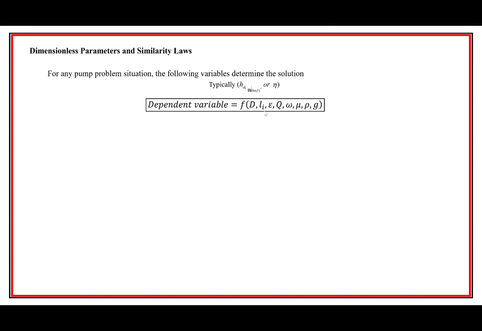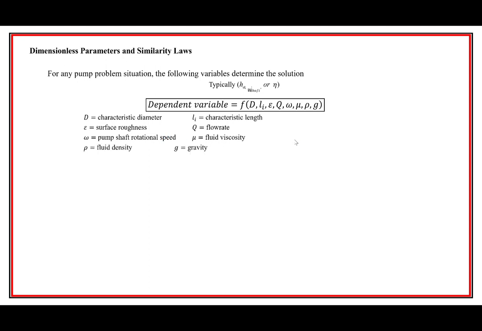And so the independent variables are some diameter, sometimes that's the impeller diameter usually, some characteristic length, the roughness inside the pump, the flow rate, which you can also think of as a variable that we'd want to determine. But here we're going to treat it as an independent variable. The angular speed, right? So the rotational speed could be RPM, the viscosity, density, and gravity. So, these all describe what all those were. I didn't have to read them out. But anyway, you get the idea.